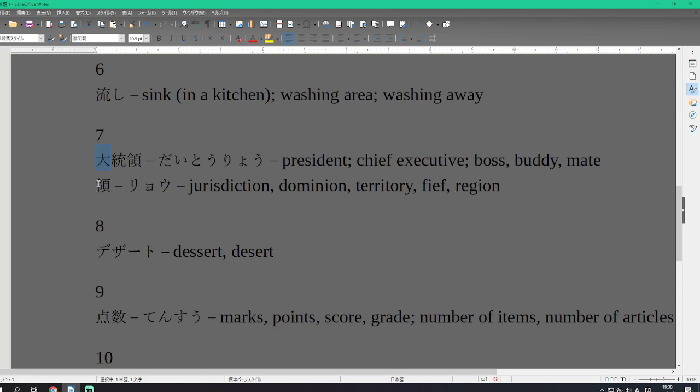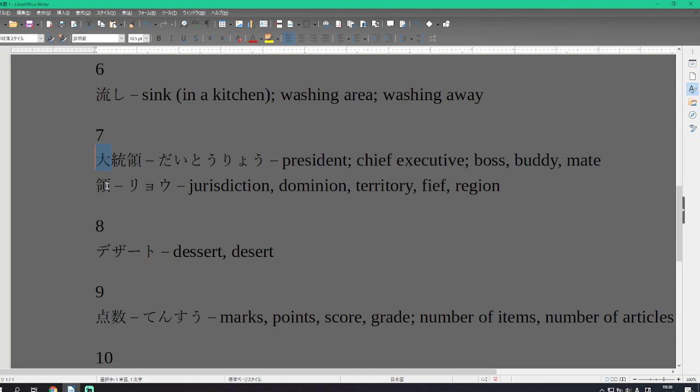It has an order on the left side, like a command, and on the right side we have a page or a big shell. So the order of the big shell is a jurisdiction, domain, territory, fief, or region, as the shell encases the area in which you have order or command. Ryo is a jurisdiction, dominion, territory, fief, or region.